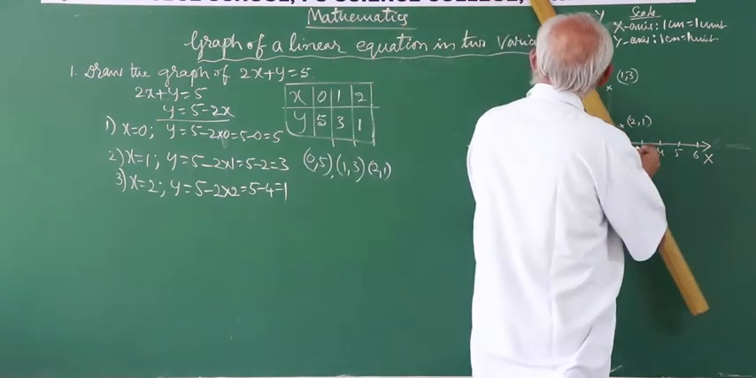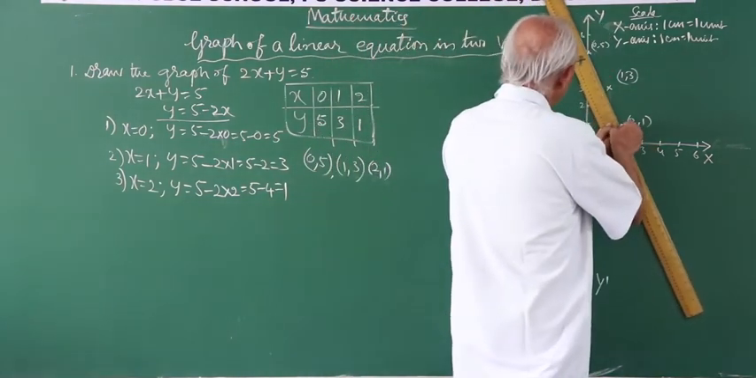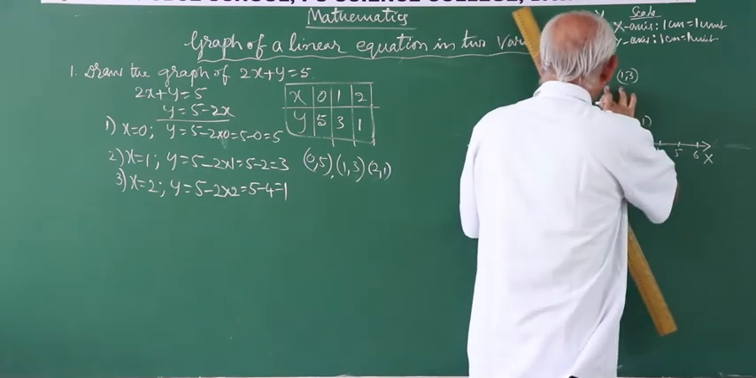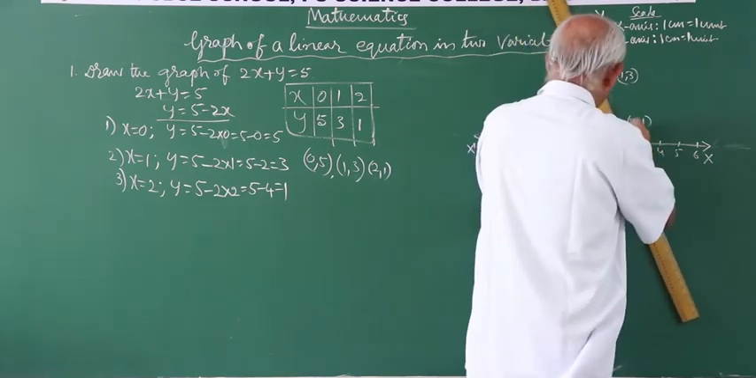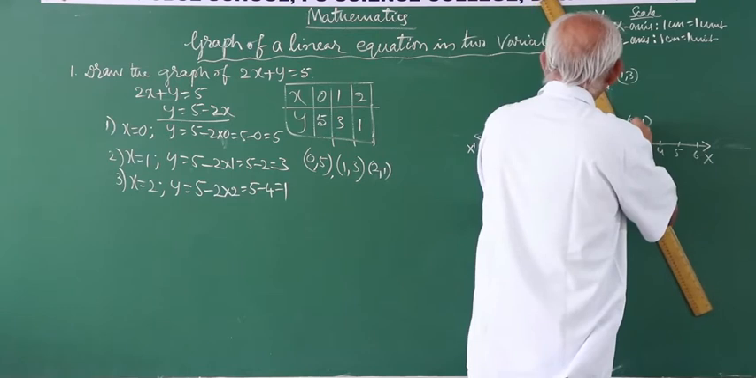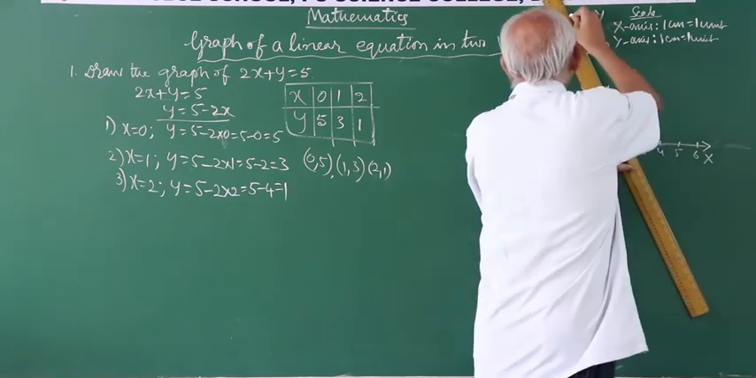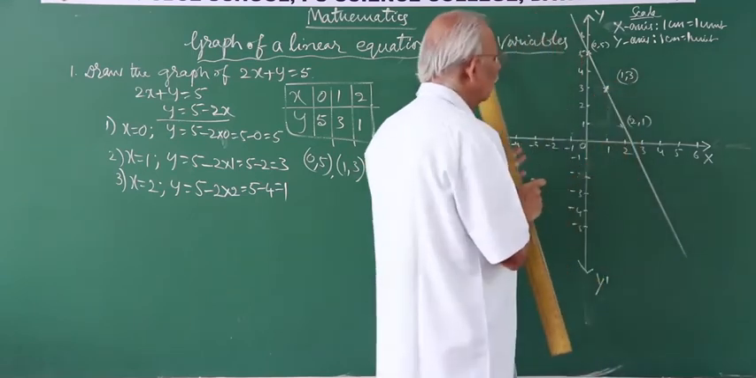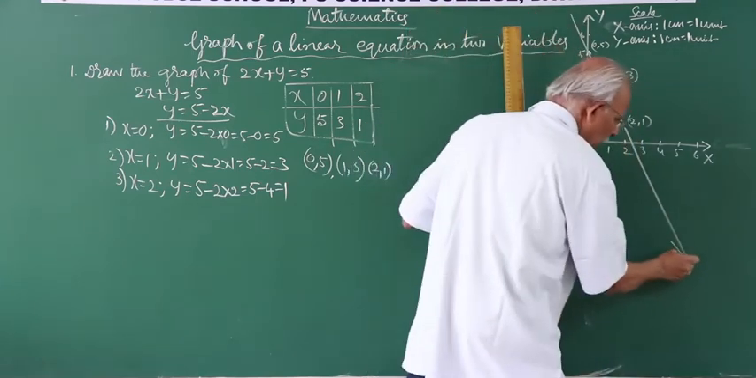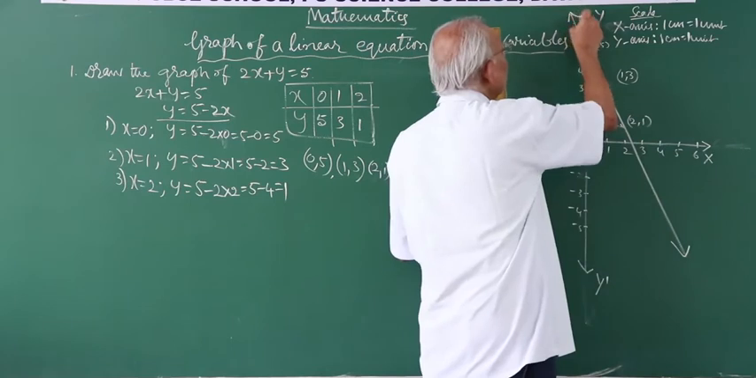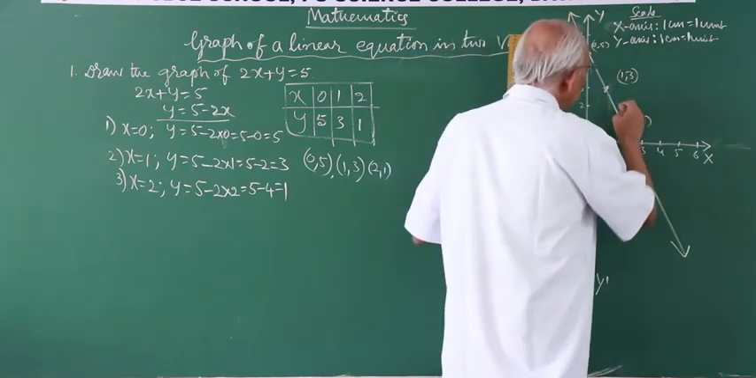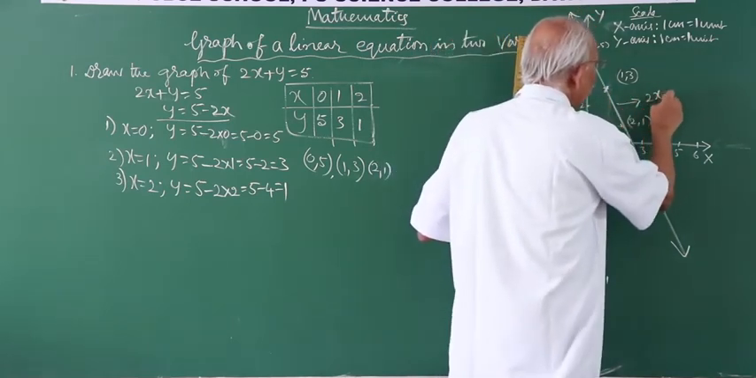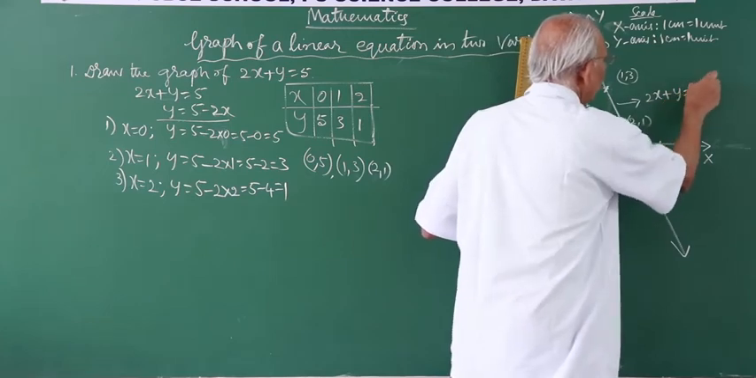Now look here. These 3 points you have to join, and extend on both sides, this side also and this side also. Now this line represents 2x plus y equals 5.